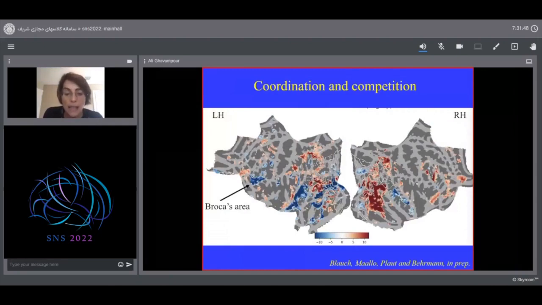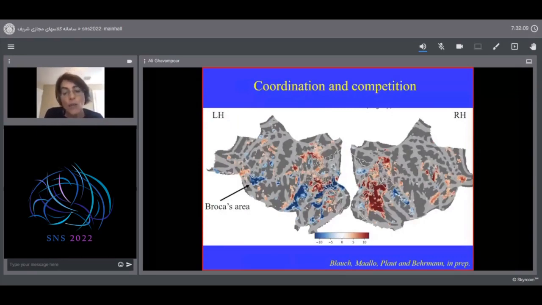Here are some recent data that we collected in an imaging study. This is flattened cortex in the left and the right hemisphere. And I've marked Broca's area for you in the left hemisphere. These are always right-handers in these studies. The more red something is, the more it represents faces. The more blue something is, the more it represents words.